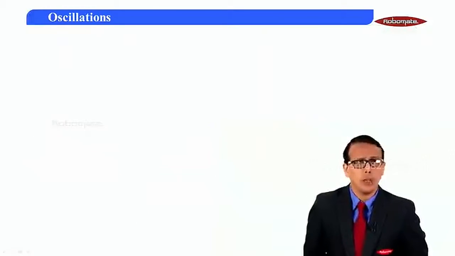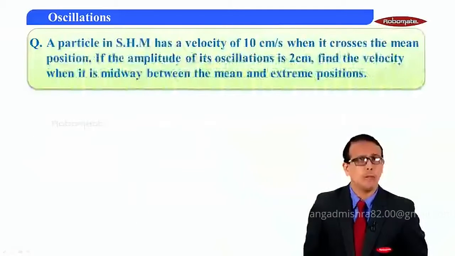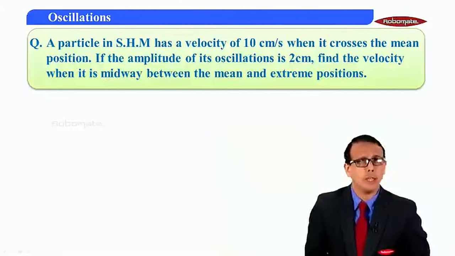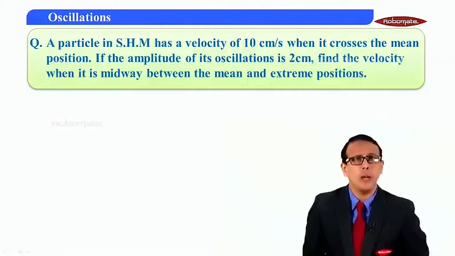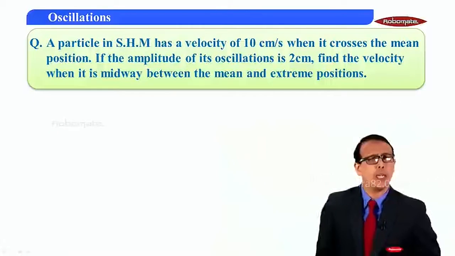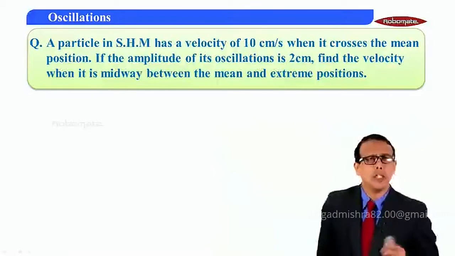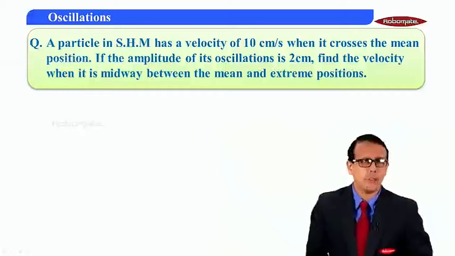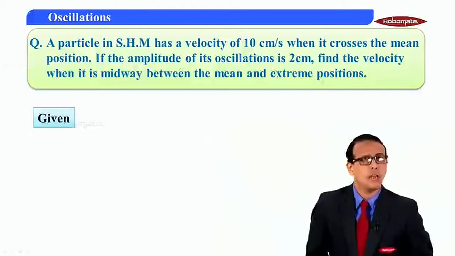Let's move on to the next numerical, students. A particle in SHM has a velocity 10 centimeters per second when it crosses the mean position. If the amplitude of the oscillation is 2 centimeter, find the velocity when it is midway between the mean position and the extreme position. So let's start with given, students.